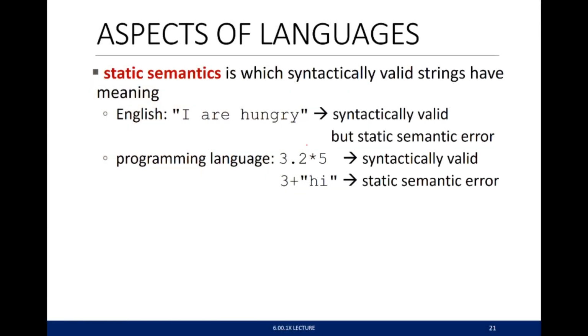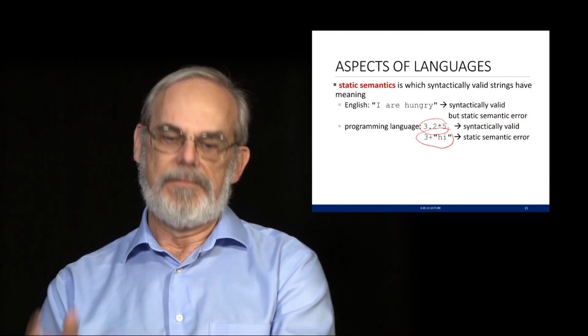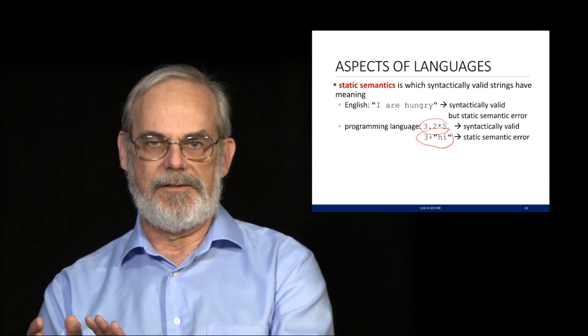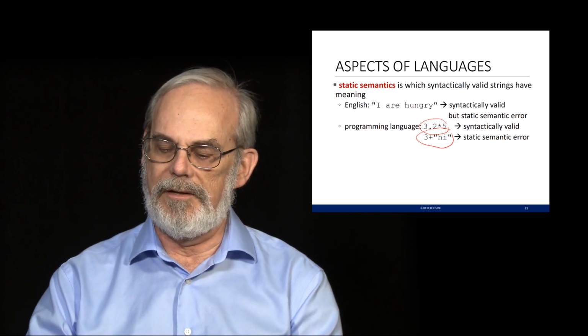The same thing happens in a programming language. The first expression, 3.2 times 5, is syntactically valid. The second one, 3 plus the string "hi", is syntactically valid. It is a primitive, an operator, and a primitive. But semantically, it doesn't make sense. I can't add a number and a string together. So we have to distinguish things that are not statically semantically valid, because they're not going to be expressions we want to try and assign a meaning to.